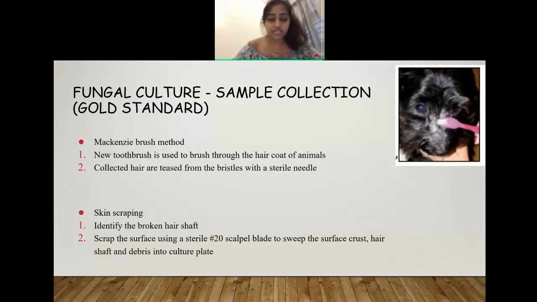For skin scraping, you identify any hair which has a broken shaft, and you use a number 20 scalpel blade and you sweep any crust or the hair shaft or any debris and put it into a culture plate.